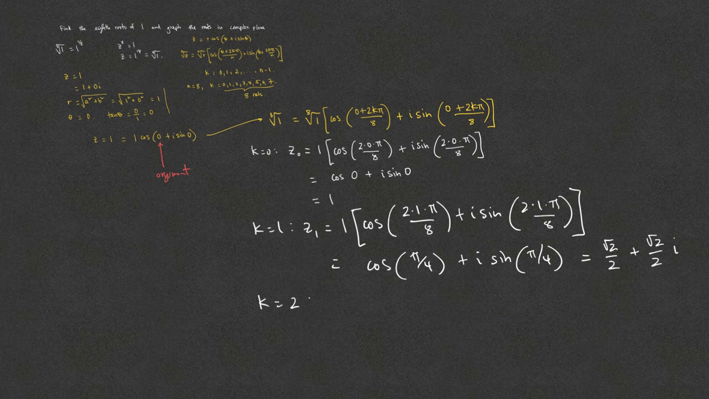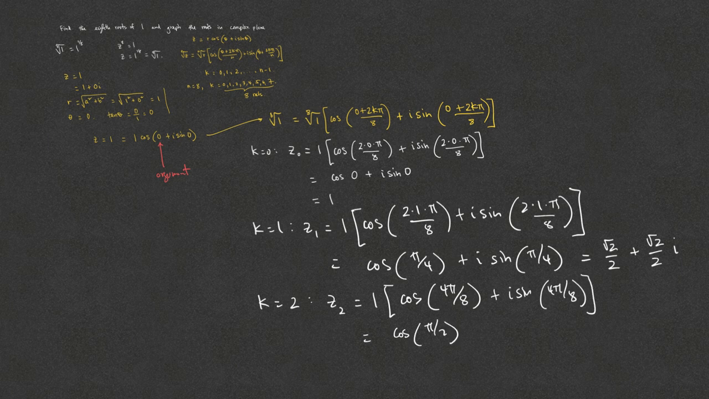When k equals 2, we will speed this up. z sub 2 equals 1. k is now 2, so we have cosine of 2 times 2 is 4, 4 pi over 8, plus i sine of 4 pi over 8. And this is cosine of pi over 2 plus i sine of pi over 2. But cosine of pi over 2 is 0, and sine of pi over 2 is 1. So this is simply i.